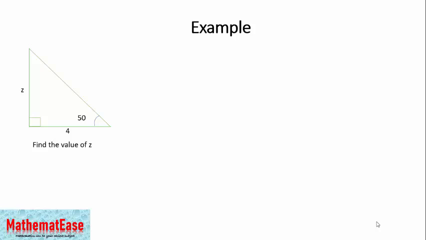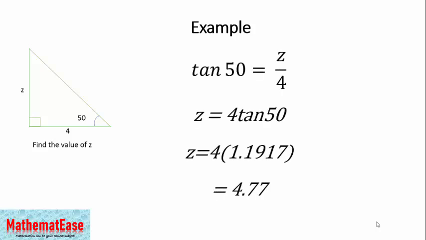So tan 50 is equal to opposite over adjacent. I can say tan 50 is equal to Z over 4. As usual, I'll just cross multiply. Z is equal to 4 tan 50. So I can check my calculator, tan 50. My calculator gives me 1.1917. So if I multiply the two, I get 4.77, approximately 4.8.